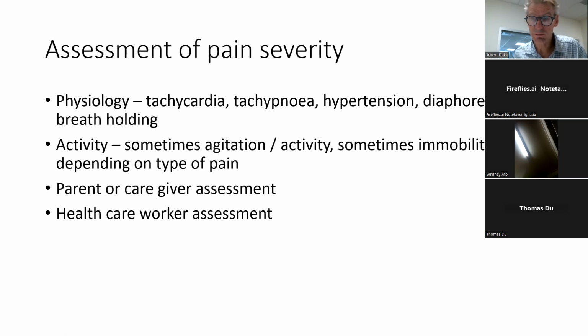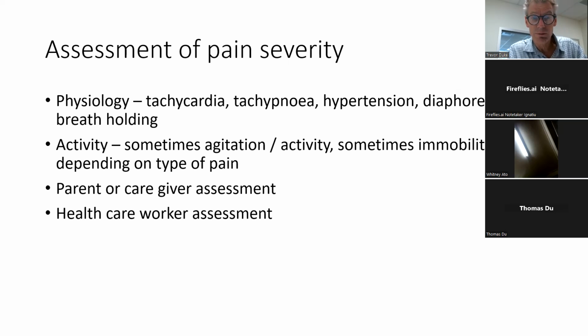When we do an assessment of pain severity in all children, from very young to older, you can also assess the physiological effects of pain. Children in moderate or severe pain will almost always be tachycardic. They'll often be tachypneic. They may be hypertensive, so measuring blood pressure is very important in children who've got pain. Sometimes they'll be diaphoretic, they'll be sweating. And sometimes in younger children, they may even have breath holding episodes if they're in significant pain.